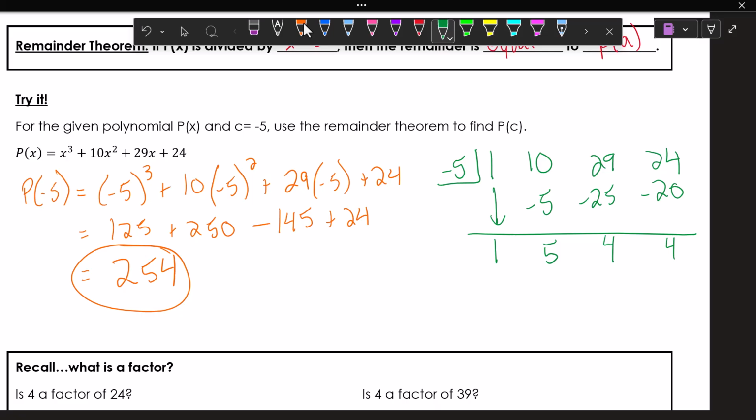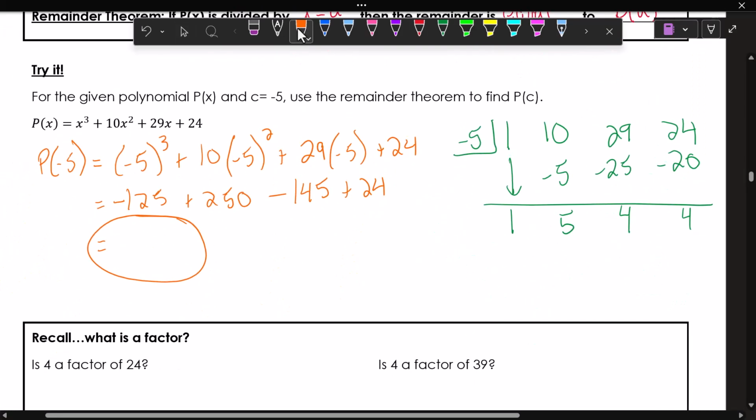Oops. That's why it's not looking right. This should be on negative 125. Negative 5 cubed is negative 125. I did that to prove a point. Well, to make sure that we know that everyone makes mistakes. So our remainder is 4, and that's exactly what we have. So either way you want to do it, it works.